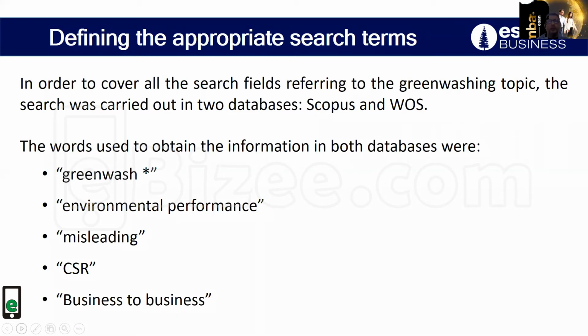Okay, so we used both databases, Scopus and WOS, and we wrote in the research some words. The first word obviously was greenwashing, but then we continued with words such as greenwash with asterisk, environmental performance, misleading, corporate social responsibility, and business to business. Because in the first papers that we read, we found these keywords. So it's very important to know or define the keywords to continue the research.